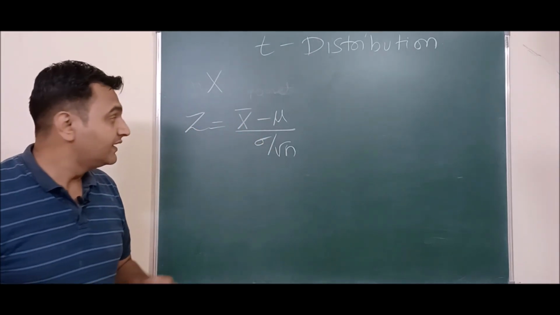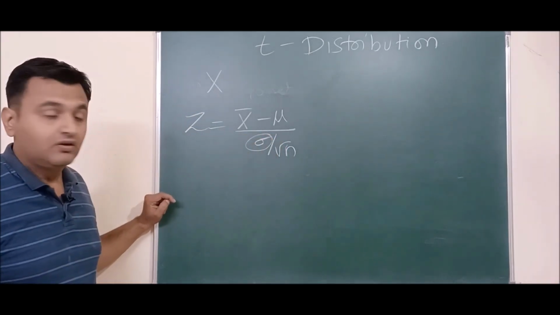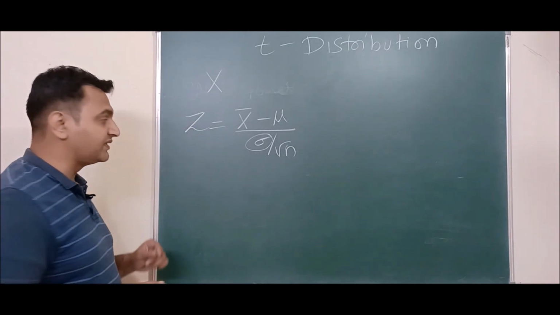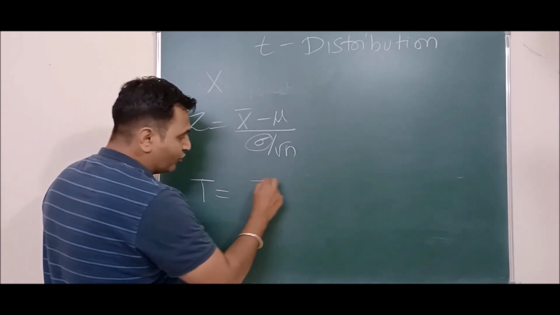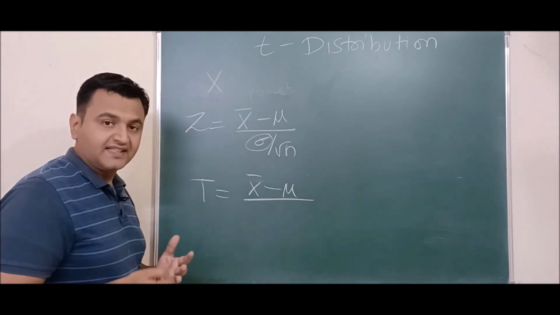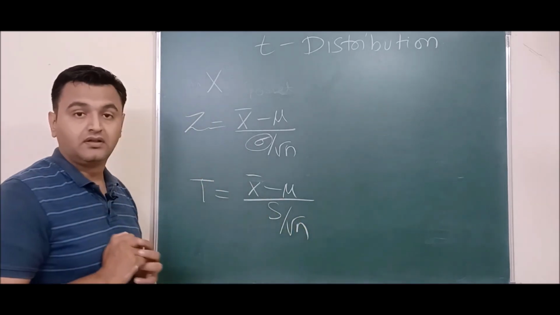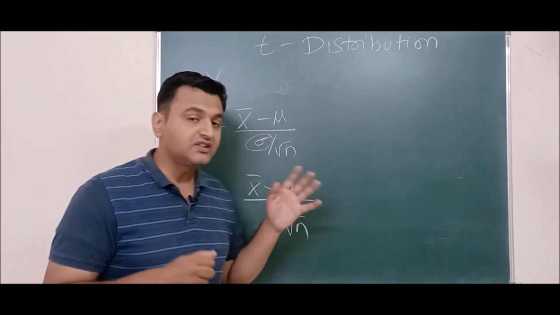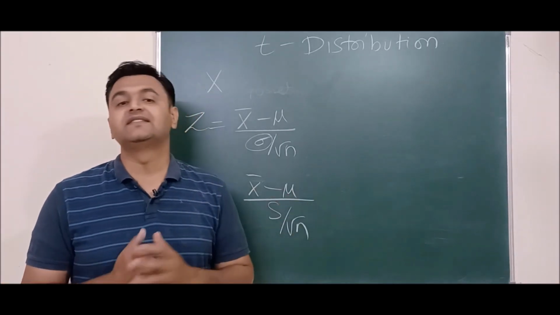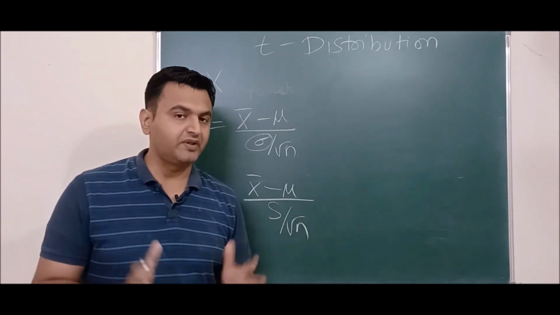Now the question is, what if you don't know the population standard deviation? Then how to solve this problem? Well, that's where Gossett's idea came into the picture. He said, okay, if you don't know the population standard deviation, you are taking some sample of size n, so take the standard deviation of that sample. No problem, you play with the standard deviation of the sample. And that's the only difference between the z and the t distribution, if I want to speak broadly.